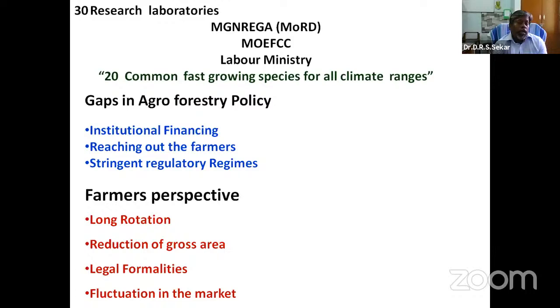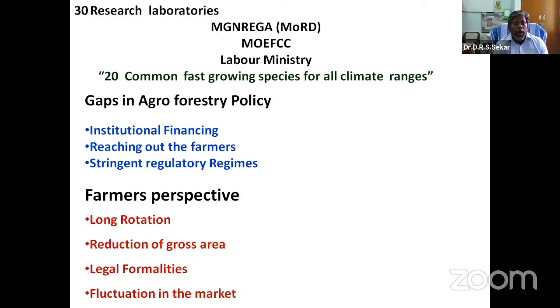Primarily, they were thinking about making 20 common fast-growing species in the climate ranges throughout the different agroclimatic zones, the physiogeographic zones of the country. And institutional financing and reaching out to the farmers is more important: the financial support, the crop support programs, proper institutional support, and reaching out to the farmers in terms of farmers' mela and farmers' meets. Whatever research you are taking up should be on-farm, in terms of on-farm trials and demonstration trials.